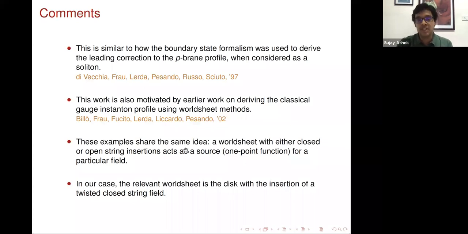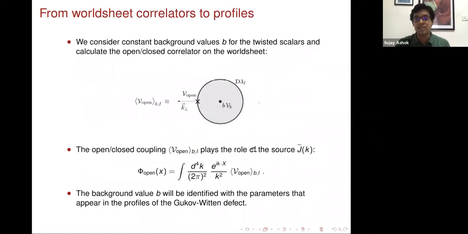What all the examples share is the common idea that there is some worldsheet configuration that acts as a source for either an open string or a closed string field. Then, using the simple idea from classical field theory that a source leads to a profile, one can just do a Fourier transform and compute the string profile. It just so happens that for us, the relevant worldsheet is this disk I mentioned, a disk with a closed string twisted sector field inside.